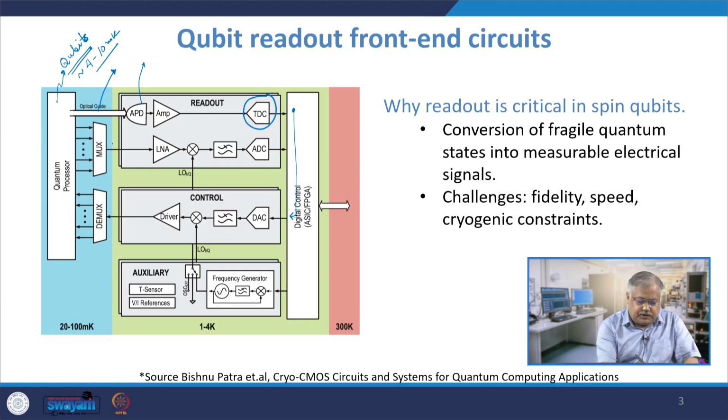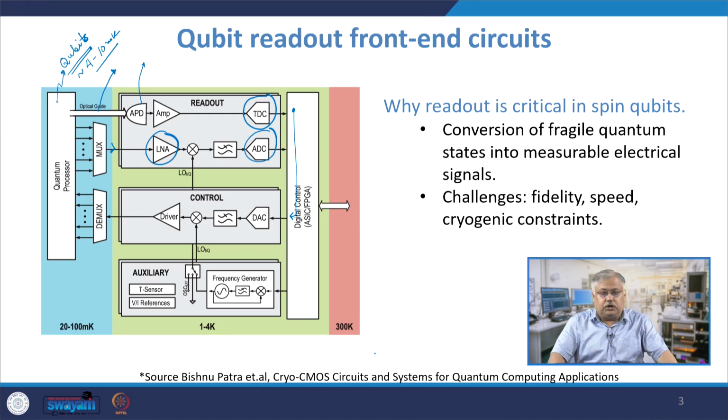There is another methodology, where it goes directly through a low noise amplifier, then a mixer, and you have an ADC, analog to digital converter. Using that also you can have the digital control. The digital control is done either by an ASIC or an FPGA board. So, basically we are trying to convert these fragile quantum states, which are fragile because a small amount of variation in their ambience, be it temperature or magnetic field or an external microwave source, makes them tend to change. Therefore, the conversion of the fragile quantum states into measurable electrical signals is what is required when we design a qubit readout circuitry for front end circuits.